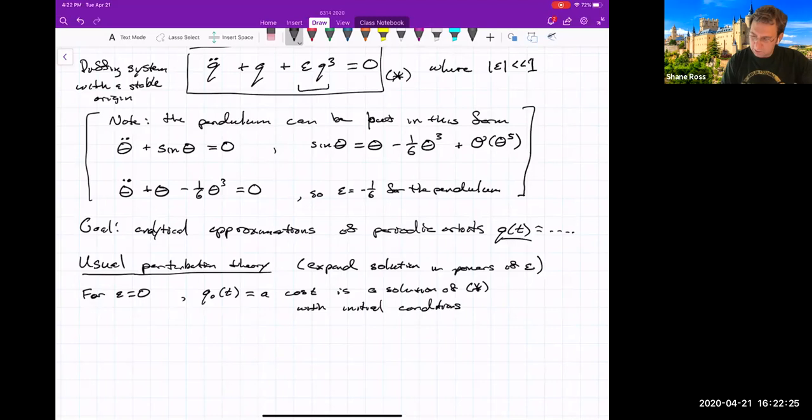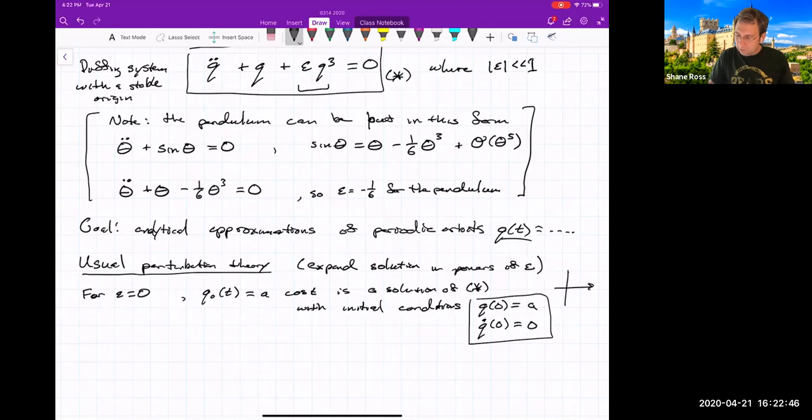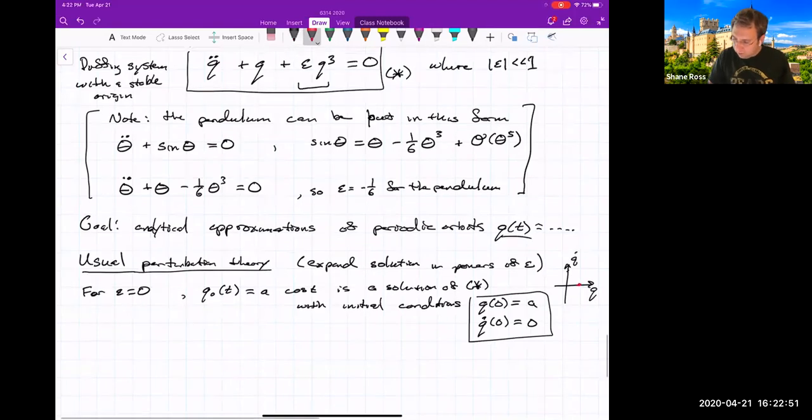And we'll keep using these initial conditions, where our initial condition is on the Q axis. So Q of 0 is A, and then Q dot is 0. So in terms of the phase space, we're always starting over here, some distance A from the origin. And we think that this is going to do some kind of periodic motion. We don't know for sure, we hope.